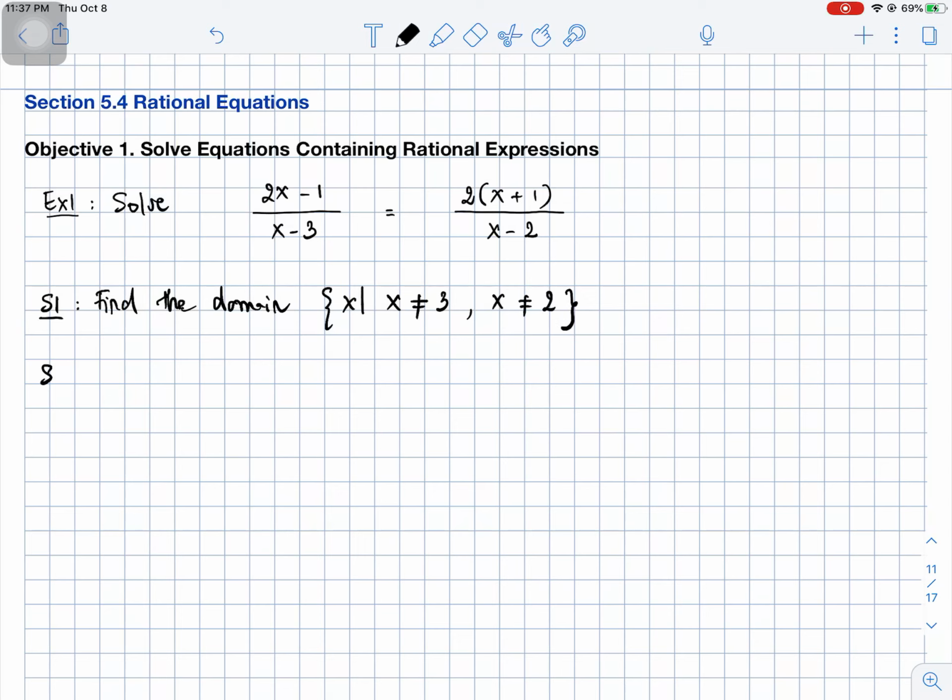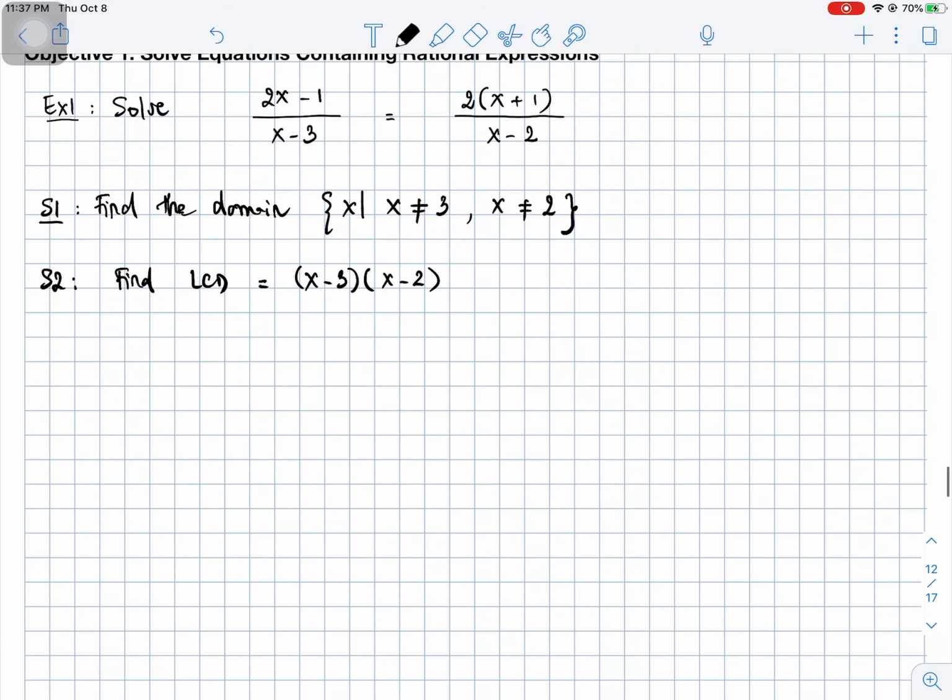And also you look on the right hand side, the bottom one, what if x equals 2? We will also get undefined. So x not equal to 2. And then we begin to solve. We need to find the LCD. The LCD for both fractions is (x minus 3)(x minus 2).